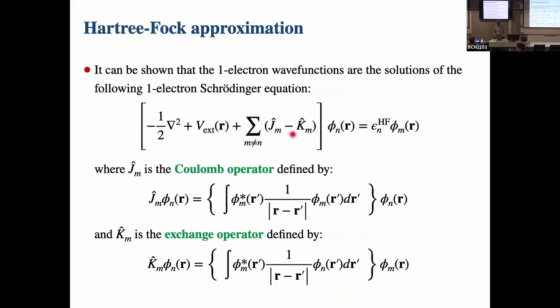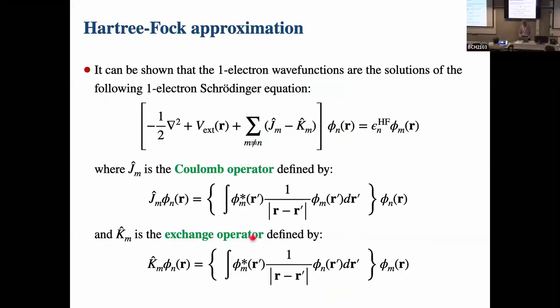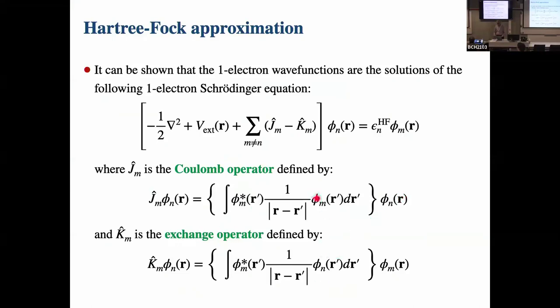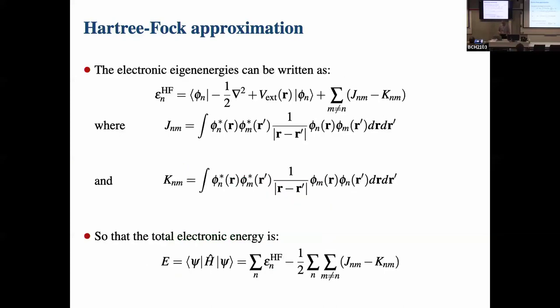And so if you haven't done it, I encourage you to do it to see where these terms are coming from. Compared to what we had before, where we had this J for the Coulomb operator, there's a new operator coming, the so-called exchange operator. And this is a purely quantum term, basically. You can see that compared to the Coulomb operator, it's basically an exchange between these two wave functions, hence the name exchange.